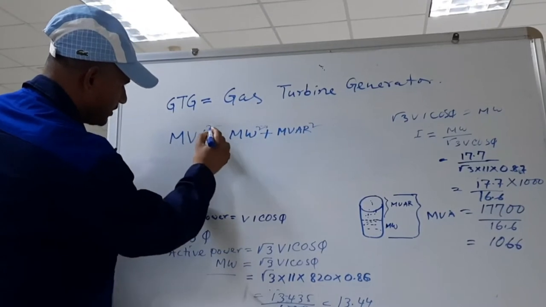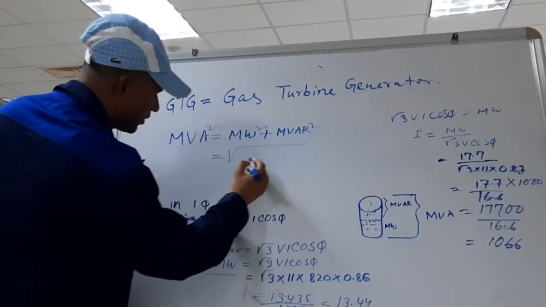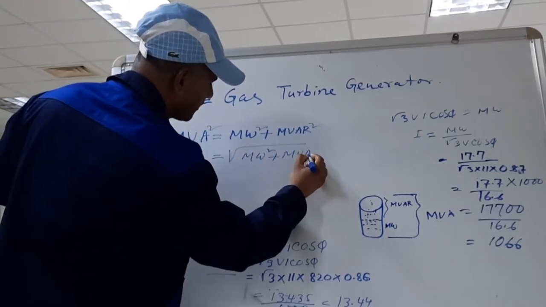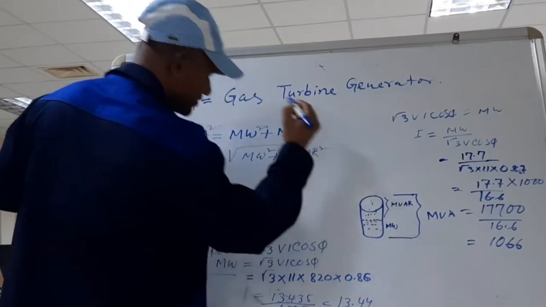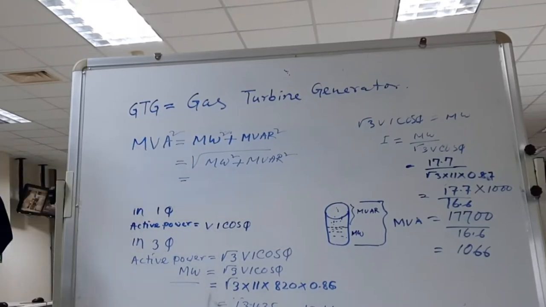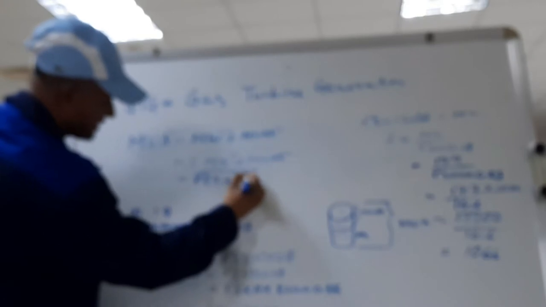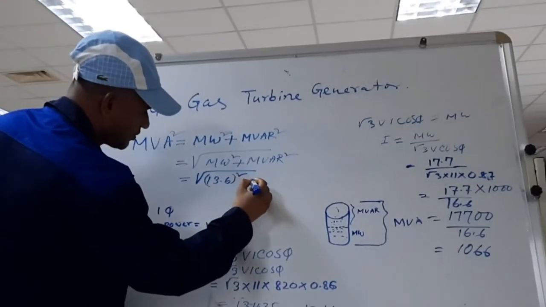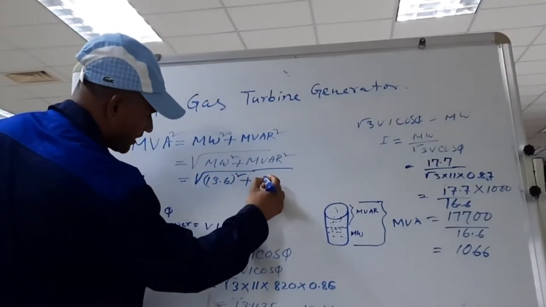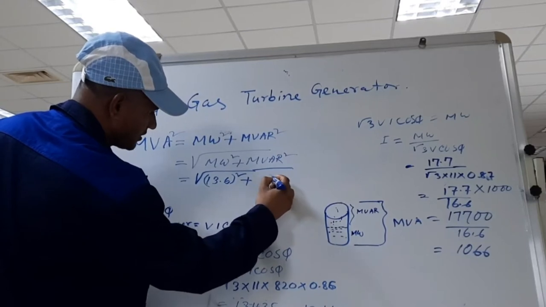So if you calculate this, this square goes to this side: root of megawatt square plus megavolt ampere reactive power square. Now I will show you GTG A, megawatt, how much? 13.6. Good. So root of 13.6 square plus reactive power 8 square.